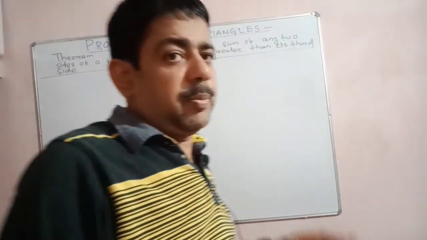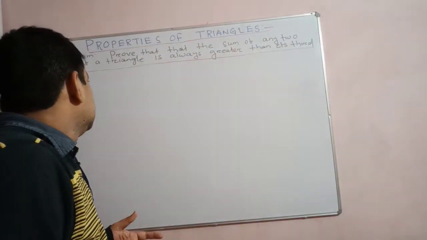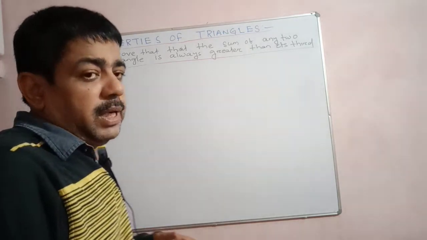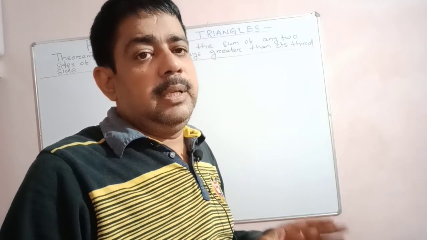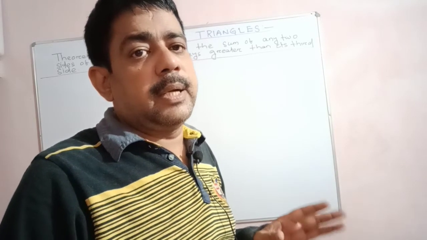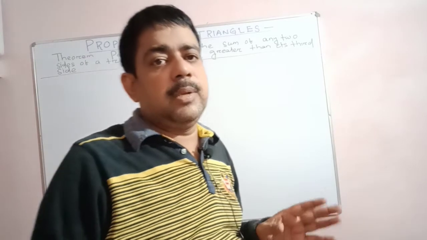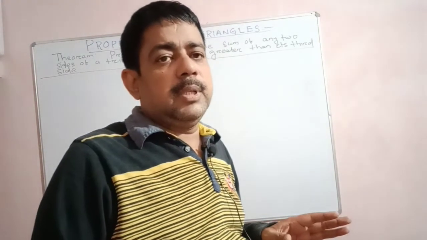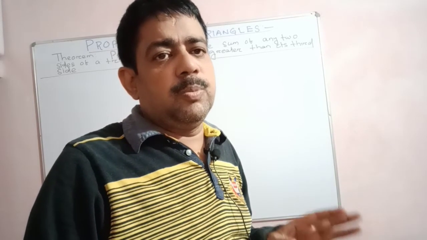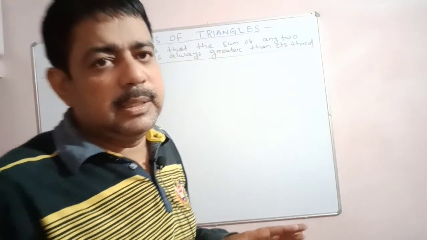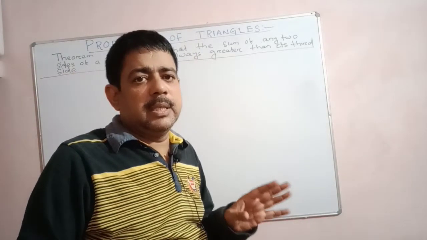Another property of a triangle I am discussing here: prove that the sum of the two sides of a triangle is always greater than its third side. This is another important property of a triangle, and it is one of the theorems also. Prove that the sum of the two sides of a triangle is always greater than its third side.